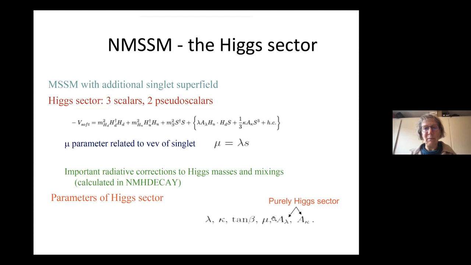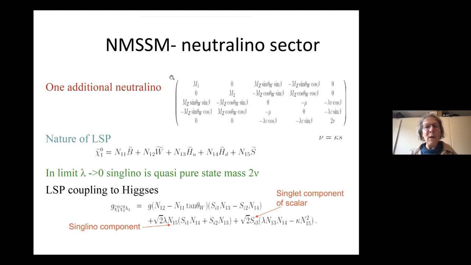So for dark matter, the neutralino, we basically have the mass matrix of the MSSM here, adding a new column with terms proportional to lambda. So if lambda goes to zero, the singlino completely decouples, and we have here the singlino state. So the LSP now has, in addition to the Bino, Wino, Higgsino components, a singlino component. And in the limit lambda goes to zero, the singlino is almost a pure state.